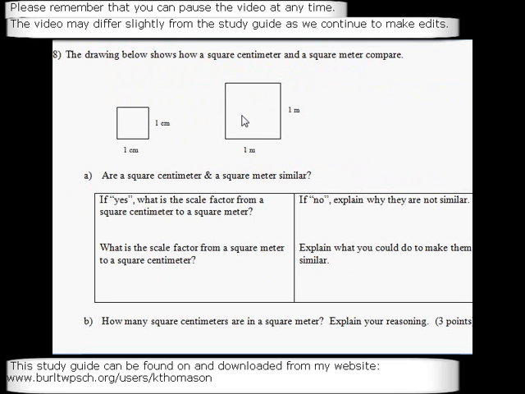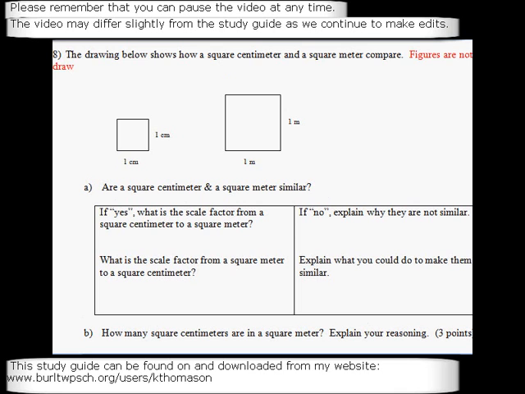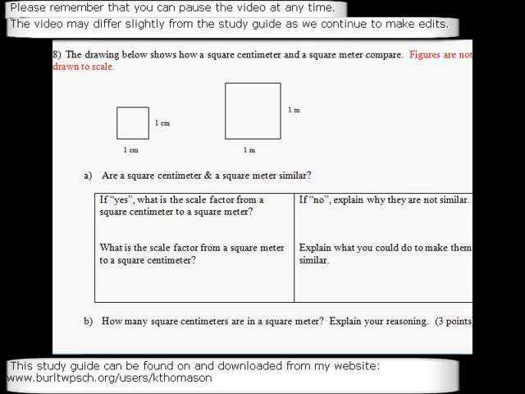So we have a square centimeter, square meter here. In general, this is not something that we type, but you should always keep in mind that the figures or shapes are not drawn to scale. That's something we shouldn't have to type because you're using what you learn in math and not just by looking at them. Okay? Alright, so it says, are a square centimeter and a square meter similar?